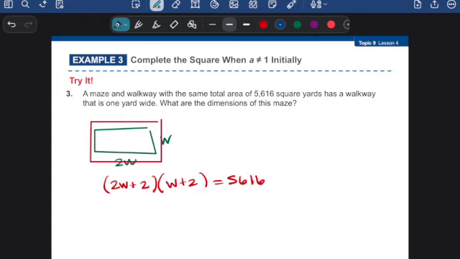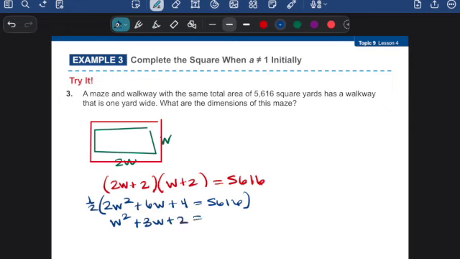So now we can distribute so we can get our quadratic equation and then complete the square. So 2w times w is 2w squared. 4w plus 2w is 6w plus 4 equals 5,616. I'm going to divide everything by 2, which is just multiplying by 1/2. W squared plus 3w plus 2 equals 2808.